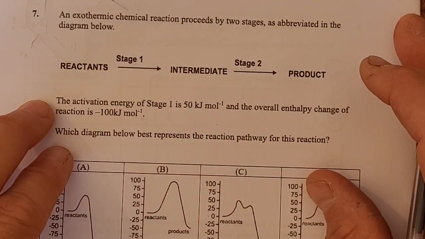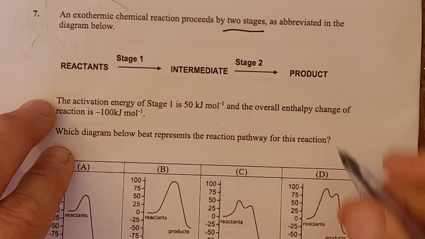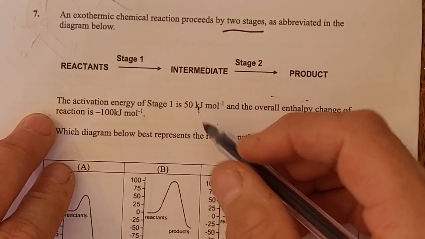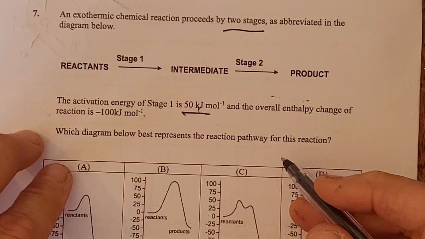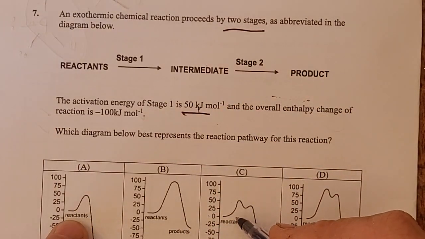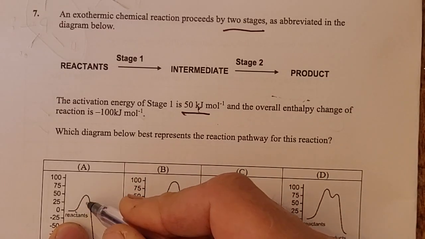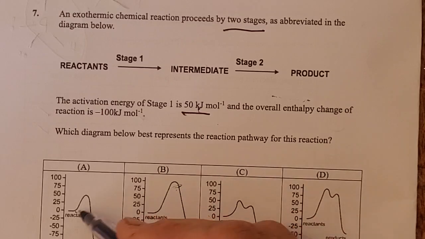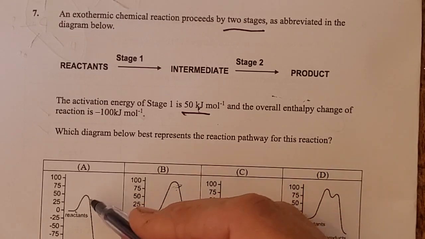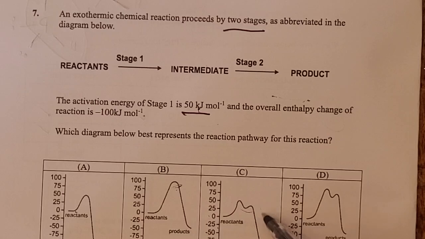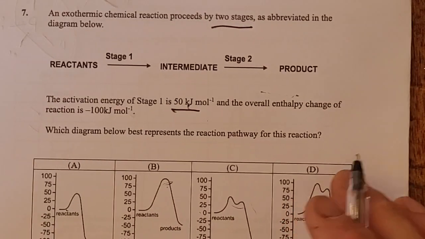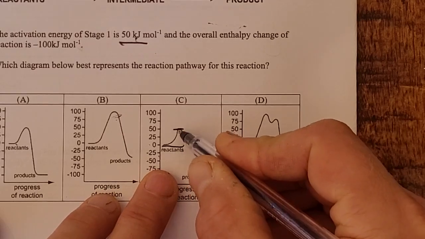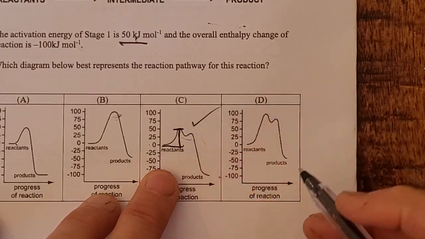An exothermic chemical reaction proceeds by 2 stages. Right, so the activation energy is 50 kilojoules, so that's the first peak. So that goes to here, but you can see we can eliminate these two just because these are only 1 stage reactants. So we're looking for 2 peaks, which are these two. So which one has 50 kilojoules in the first peak? That would be that one.